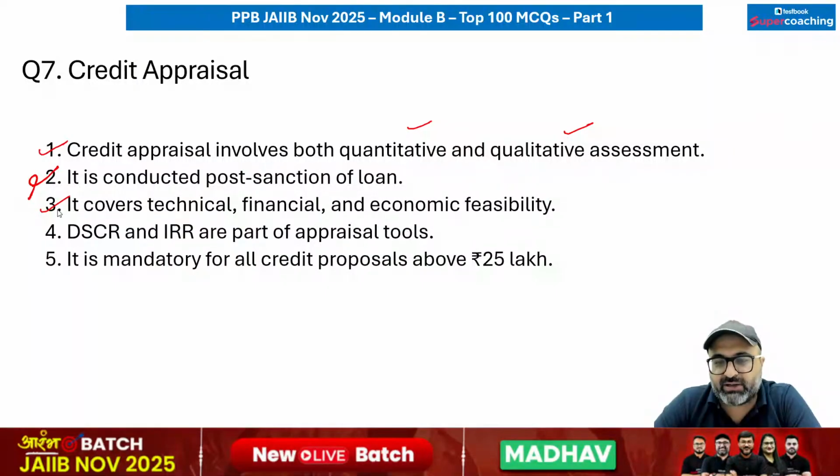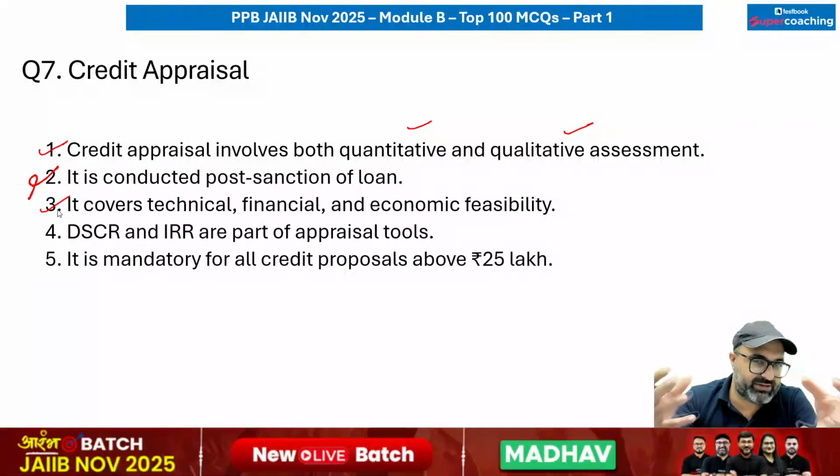So if it is greater than 1, it is good. If it is less than 1, it is tough. That means the borrower may not pay back the funds in time. IRR stands for internal rate of return. It measures the project's rate of return, the discount rate at which the net present value of cash inflows is equal to the cash outflows, that means net present value is equal to 0.